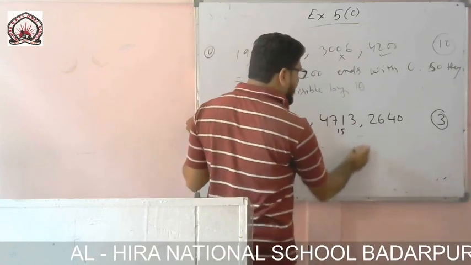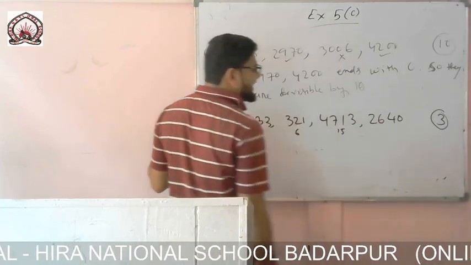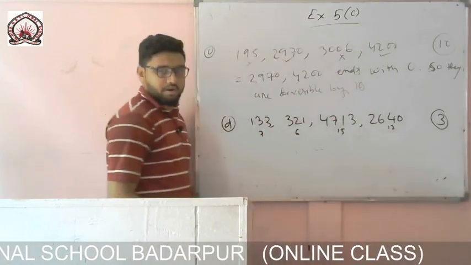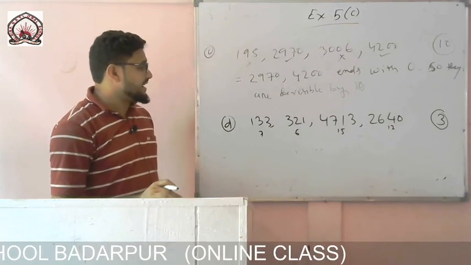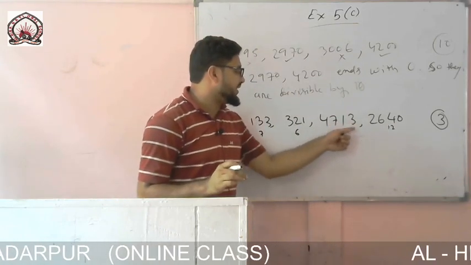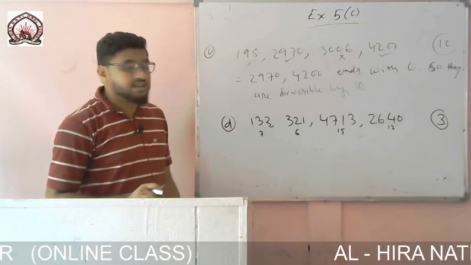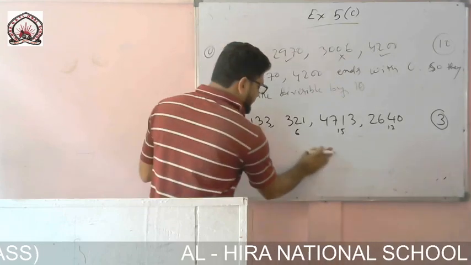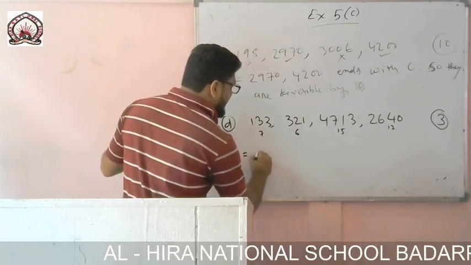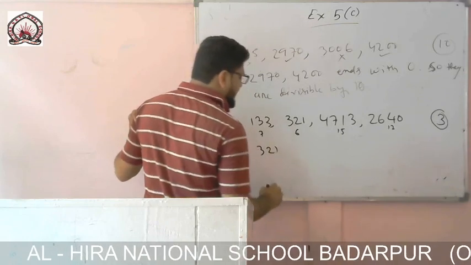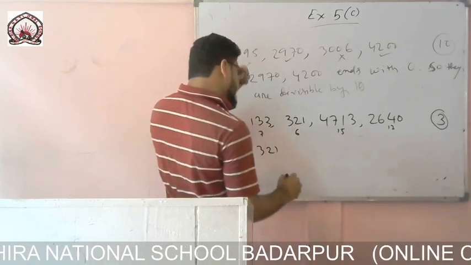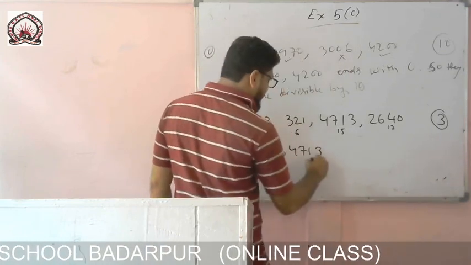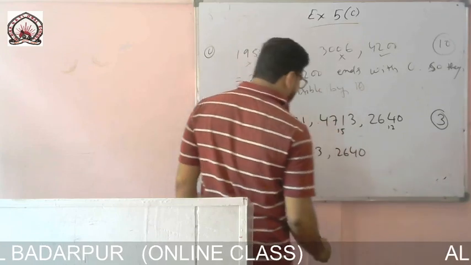This one you see, 6 plus 4, 10. 10 plus 2, 12. 12, again divisible by 3. So which numbers are divisible? 321, 4713, 2640. These three numbers are divisible by 3. So write 321, 4713, 2640 are divisible by 3.